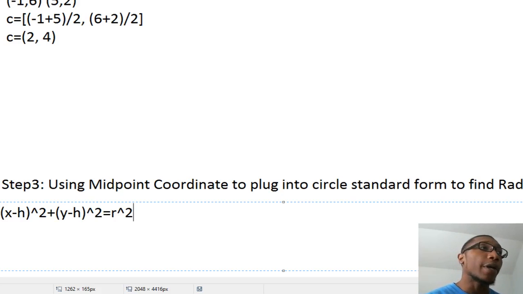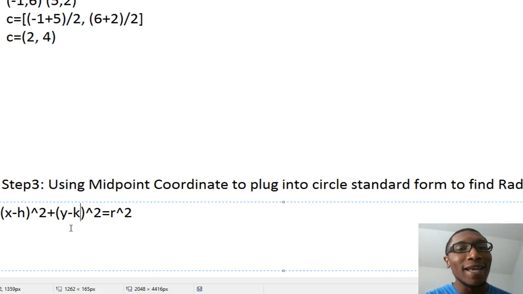Now, our midpoint is actually in the form h, k, and I've got typos all over the place today. I'm sorry, that's y minus k. So our midpoint is in the form h, k. Our x coordinate is h, our y coordinate is k. So we're going to use the midpoint and plug it into our standard form equation to find the radius.